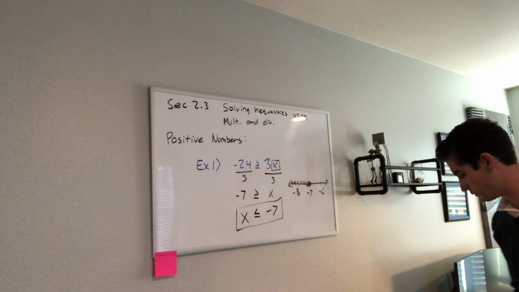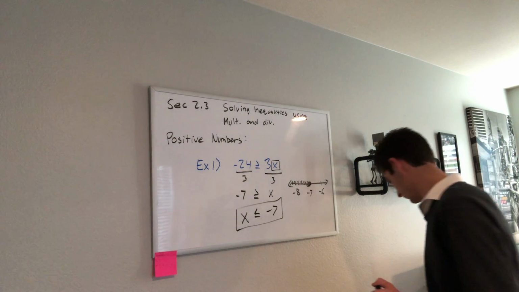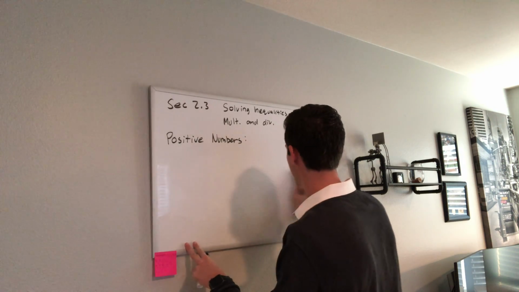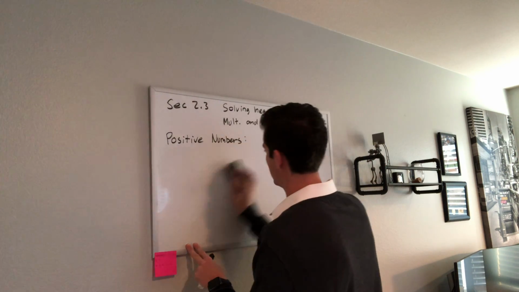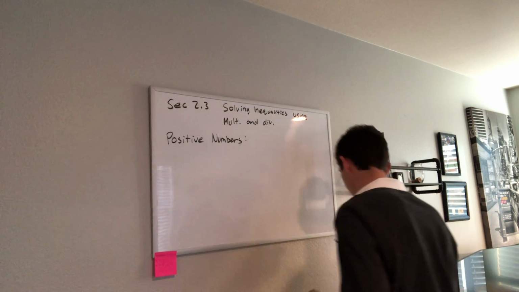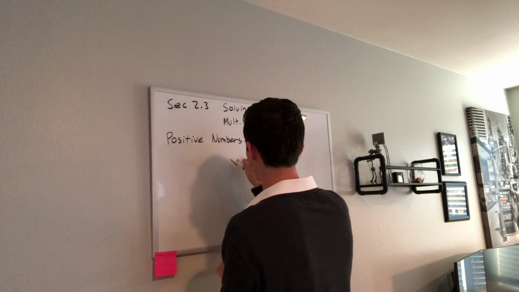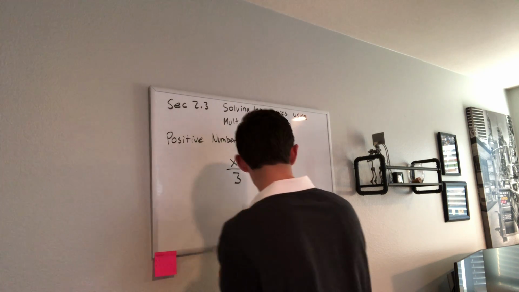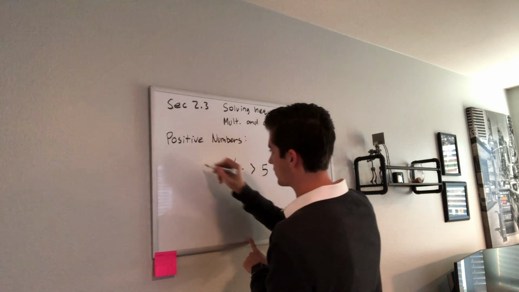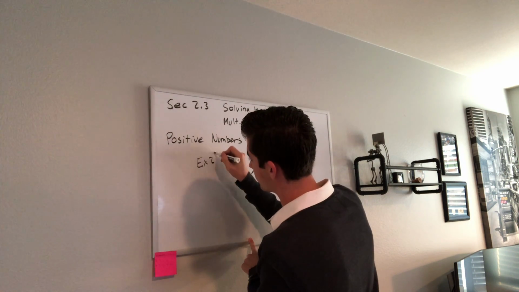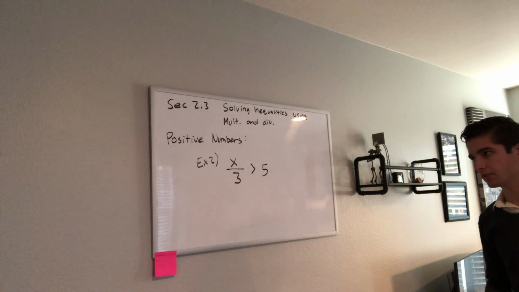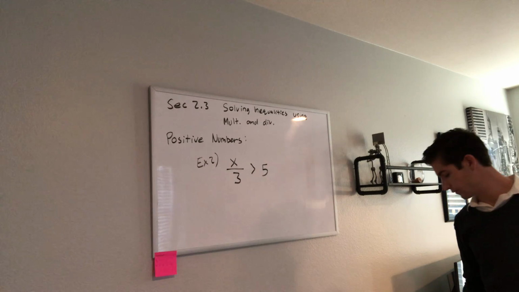Alright, so that's kind of what we're going to do with positive numbers. Isolate and solve. So example 2, we have x divided by 3 is greater than 5. So x divided by 3 is greater than 5.